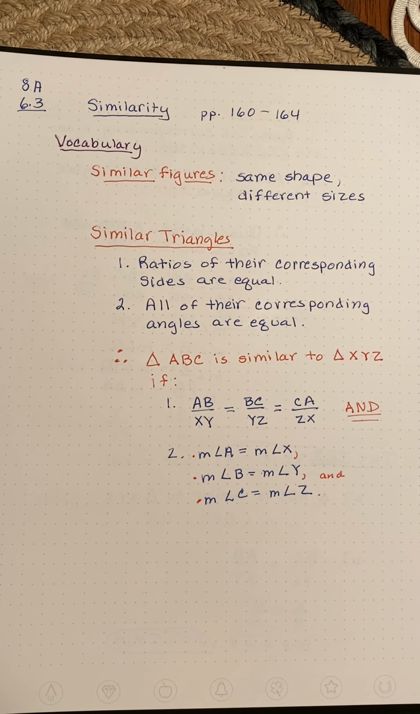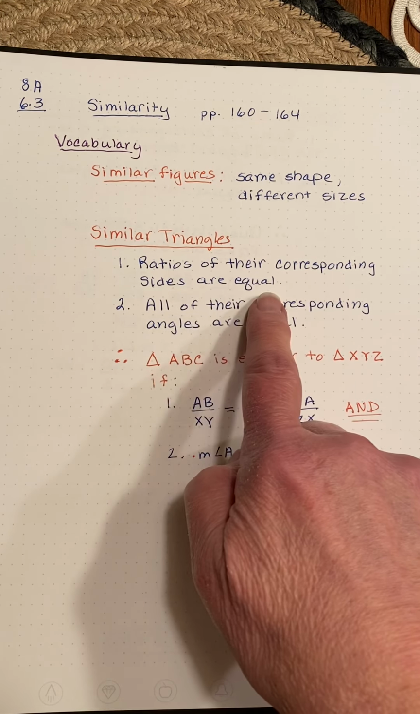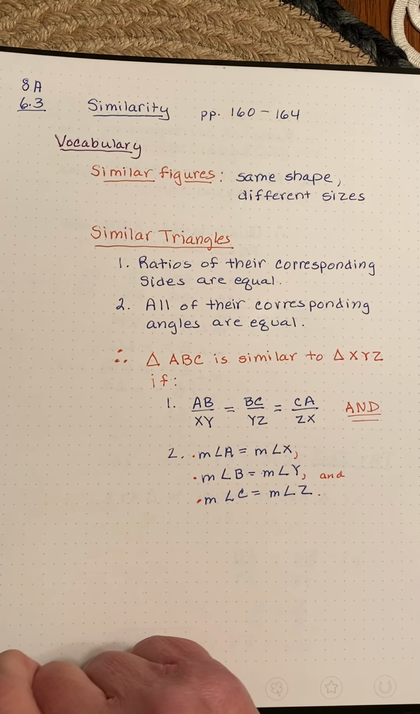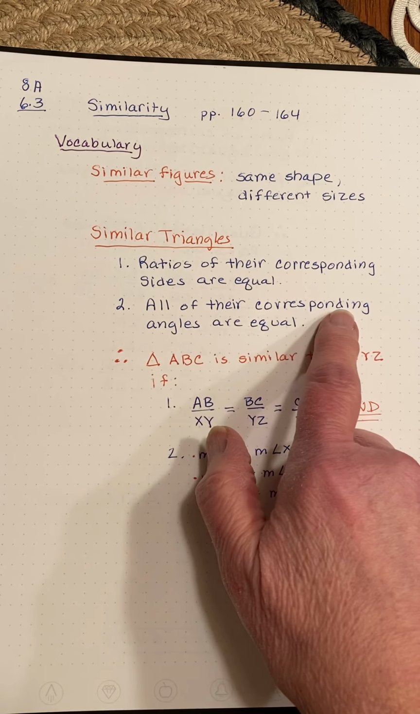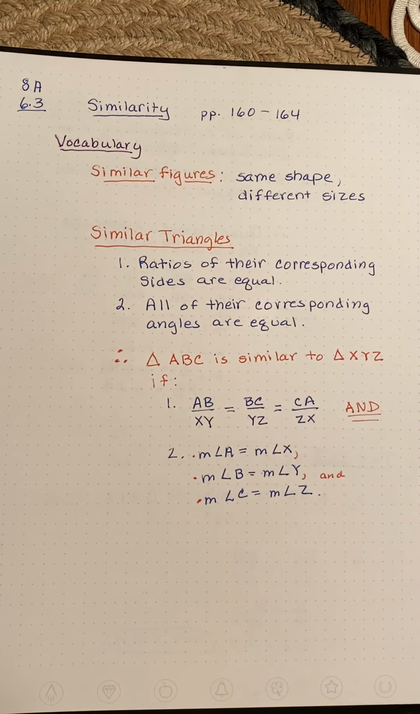Well, in the case of triangles, two triangles would be similar if the ratios of their corresponding sides are equal. So we've got to keep how to do ratios in mind. And if all of their corresponding angles are equal. So both of these have to be in play in order for two triangles to be similar.